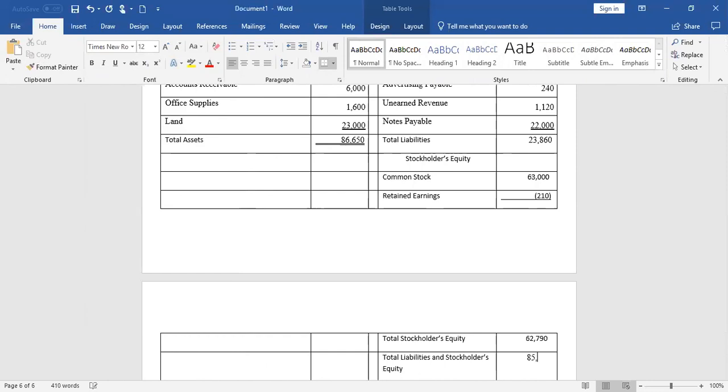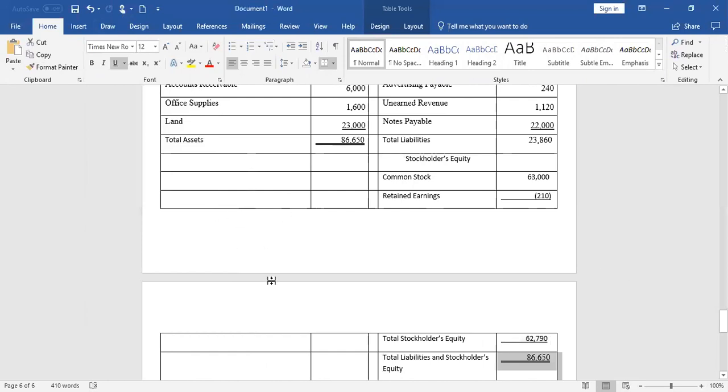of $86,650. So I'm going to draw a little underline underneath my stockholders' equity to indicate I was doing some adding there, and then double underline my overall total of liabilities and stockholders' equity.